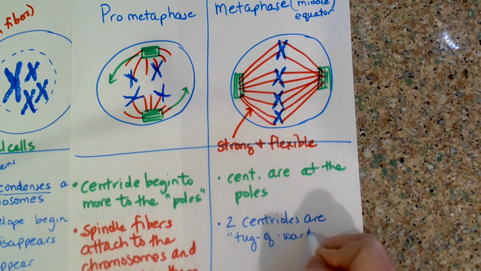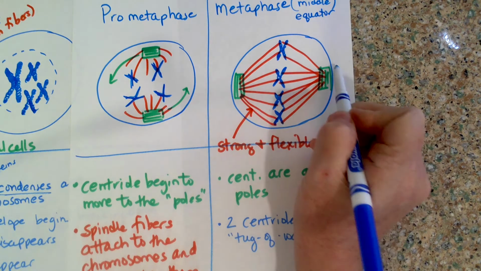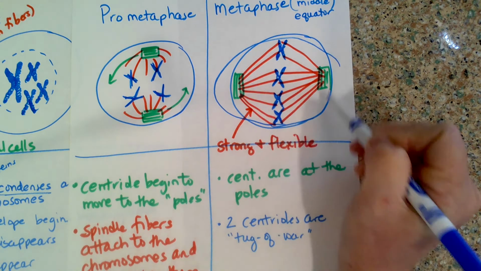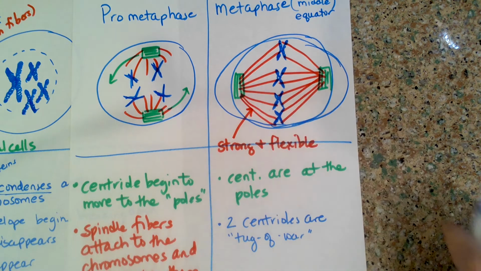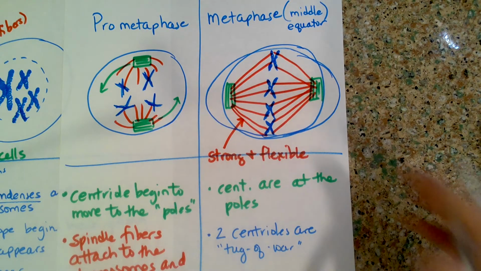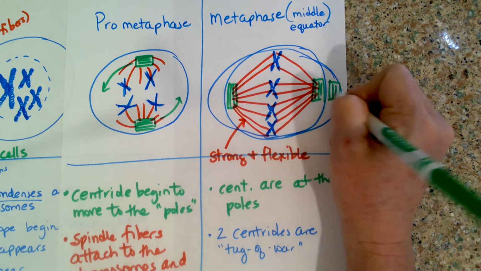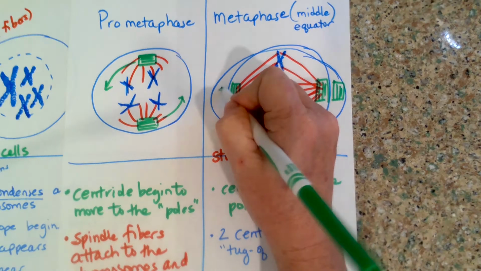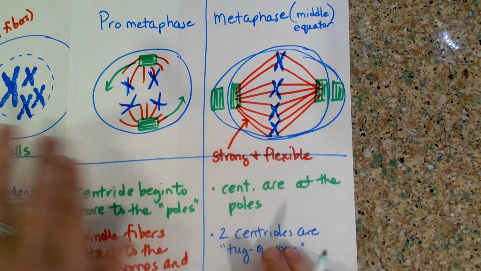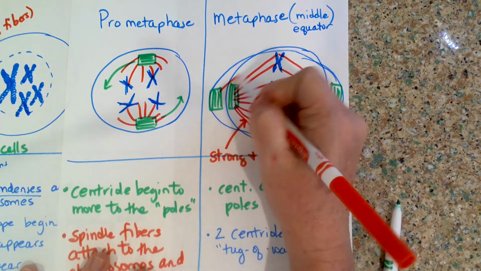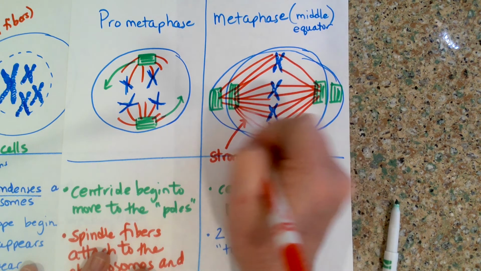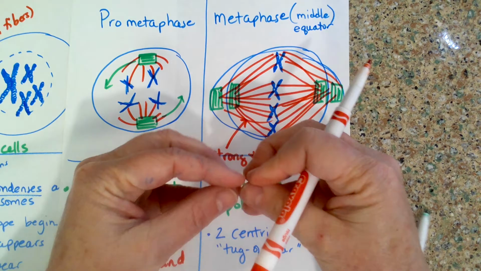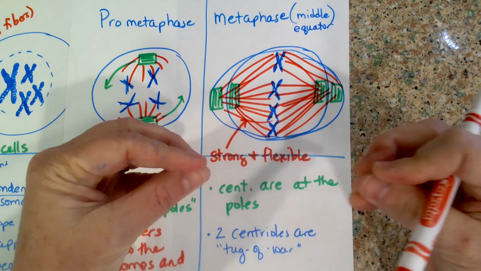Okay, so what the cell would look like is it actually starts getting more shaped like a watermelon, because this centriole starts pulling as hard as he can towards his pole, and then this centriole starts pulling that way. So what they're doing is they're getting as much tension on those fibers as they can, because they're going to tug and tug and tug.